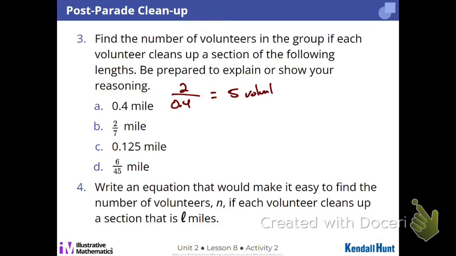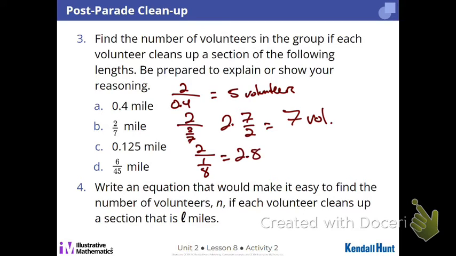I just know that 4 is 2/5. Okay, so 2 divided by 2/7 is 2 times 7/2, which is 7 volunteers. 2 divided by 1/8 is 2 times 8, which is 16 volunteers. 2 divided by 6/45 is 2 times 45/6, which is 45 divided by 3, or 15 volunteers.